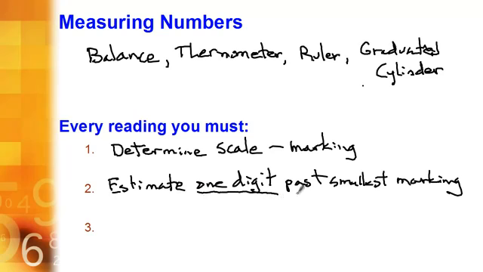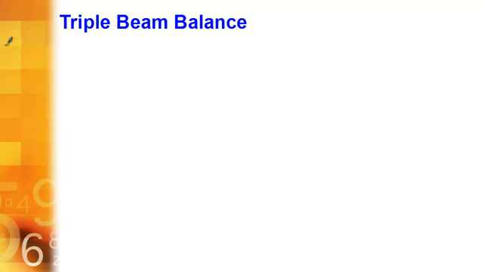Alright, and so that's why there's one more digit. One digit past the smallest marking. Okay, so find the smallest marking. One more digit is where every number should be from that tool. And the last thing is pretty easy. Don't forget to write down the unit from that tool that you're using. Okay, those are three important steps. So let's take a look at a couple of examples here of those four different tools.